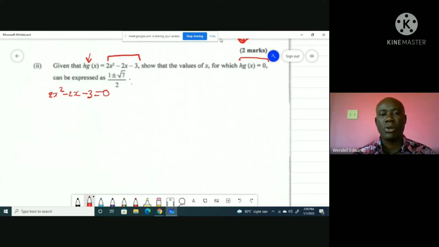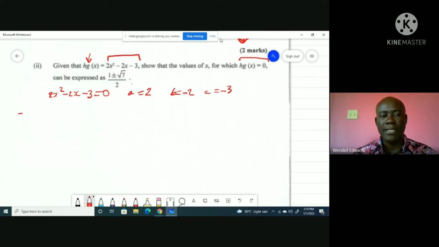Having said this, though, to get it in this format, I'm seeing the quadratic equation coming out. So let us list what is a, what is b, and what is c, because we're going to definitely substitute these in our quadratic formula. A is the coefficient of the square of x, it is positive 2. B is the coefficient of the x, and this is negative 2. And c is the constant, which is negative 3.